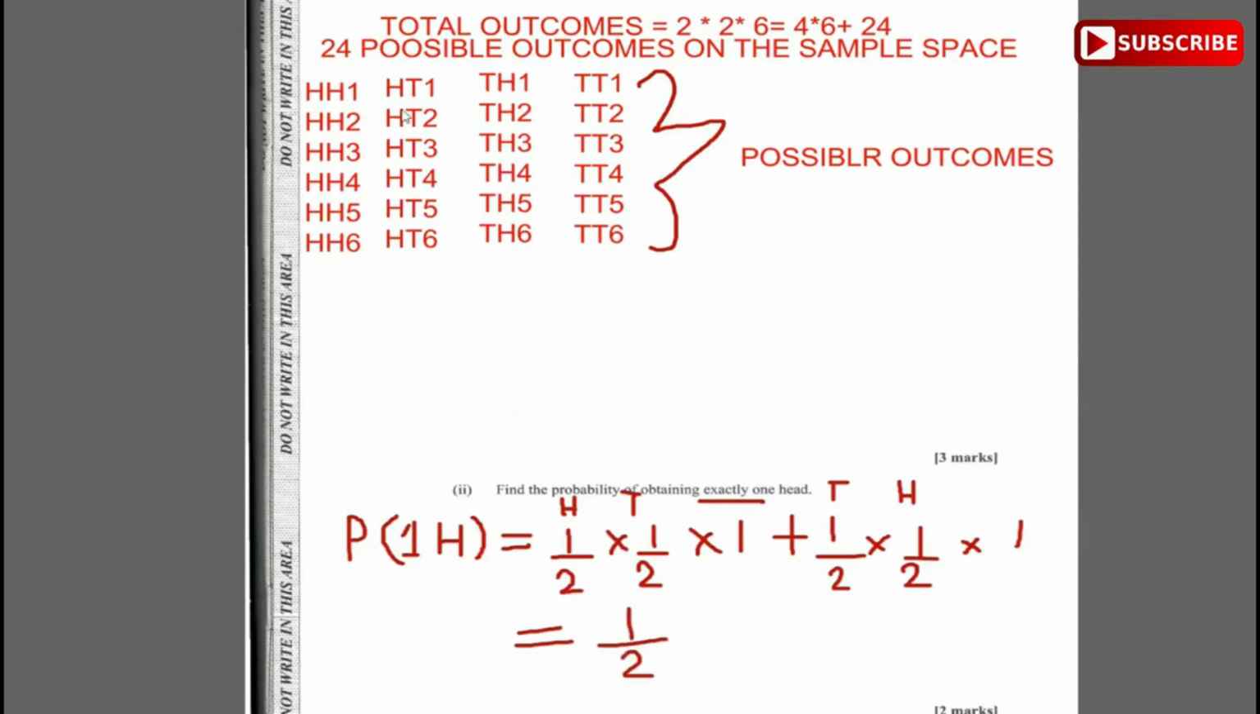And see it there, 1, 2, 3, 4, 5, 6, 7, 8, 9, 10, 11, 12. There's 12 out of 24 chances of you getting one head. So there's half a chance of you getting one head. That's how you do it by calculation. This is by the sample space.